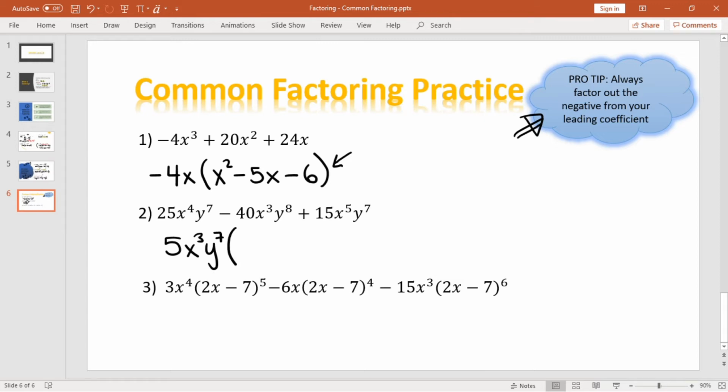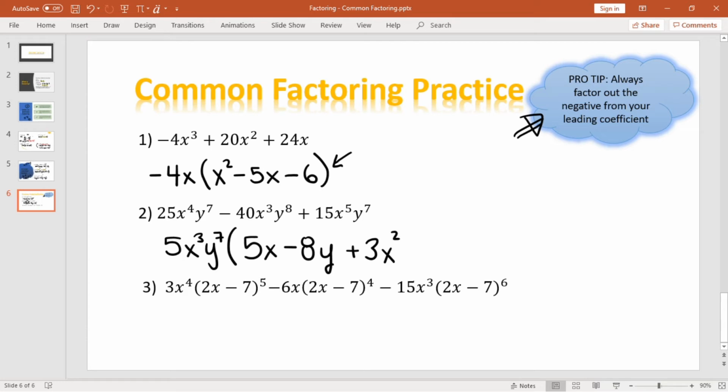All right, 25 divided by 5 is 5. x to the 4 divided by x cubed leaves a single x, and all of the y's will go. All right, negative 40 divided by 5 leaves negative 8. x cubed over x cubed gets rid of all your x's, and y to the 8 divided by y to the 7 leaves a single y. And then 15 divided by 5 is 3. x to the 5 over x cubed leaves x squared.